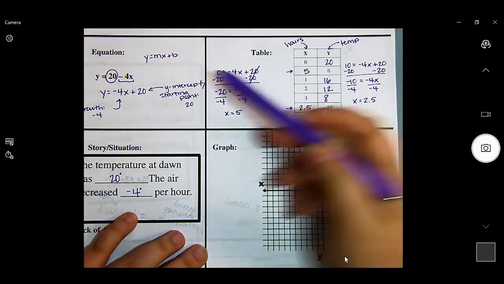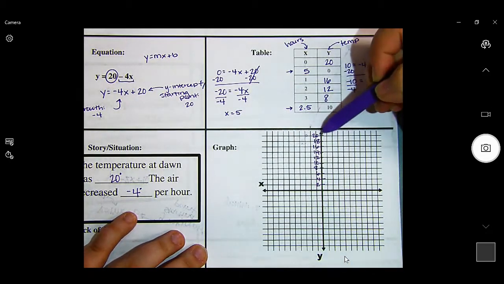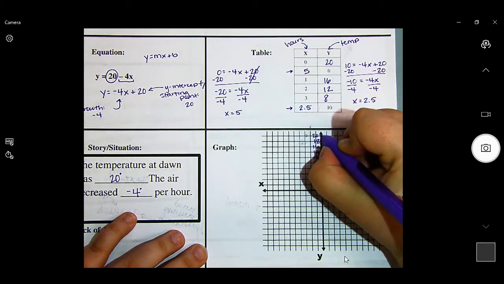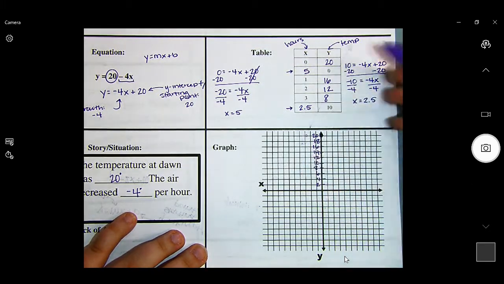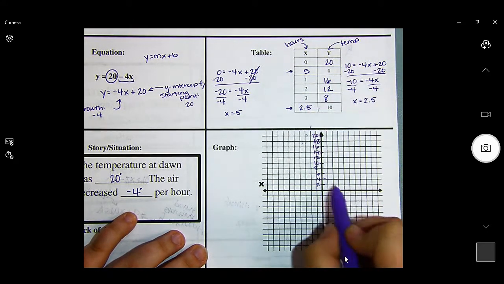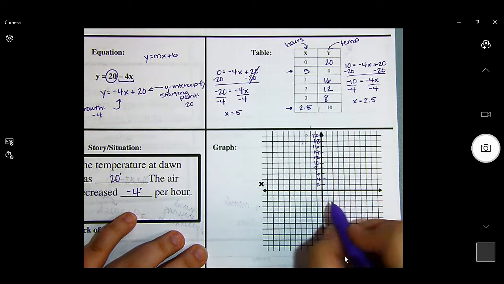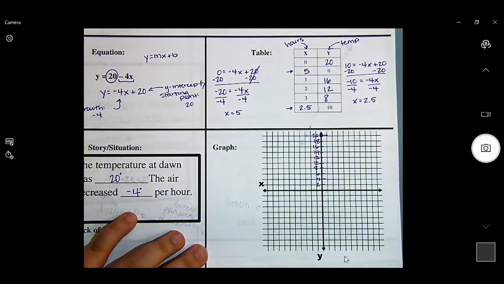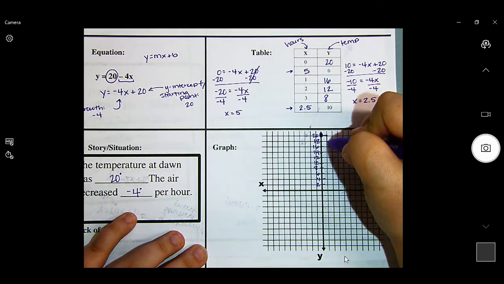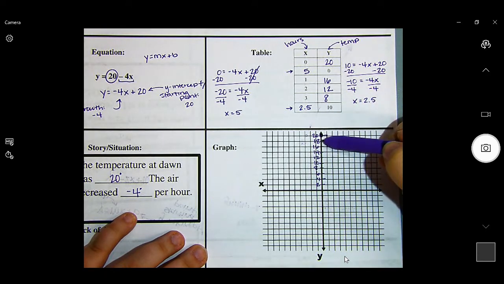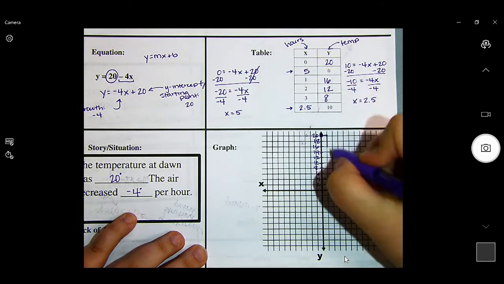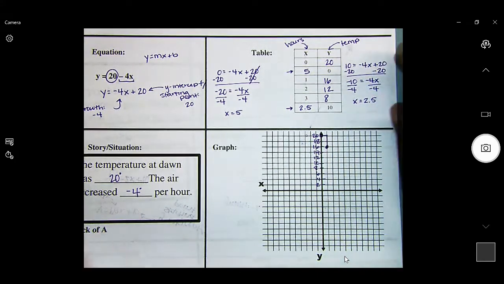Okay, so my y-intercept is 20, so I know that my line is crossing this point right here. So I know where my line is, right there, when x is 0. And then I know that as my hours increase, my temperature is decreasing by 4 degrees. So as I go forward 1 hour, my temperature is dropping 4 degrees. But since we're counting by 2s here, I got to be careful. So that means I'm going down 4 degrees. That's where my next point will be.